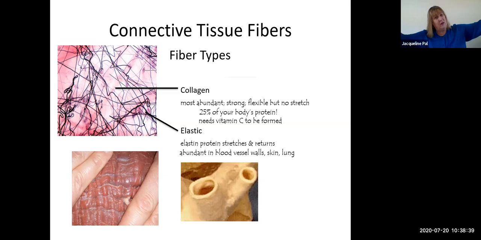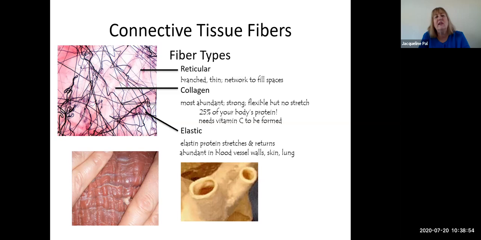Not a good thing. And then the third type of fiber are these skinny little tiny black lines, okay? And these are reticular fibers. By themselves, they can't do anything, but their benefit is when you have tons of them, because they form a network which fills spaces, which makes it more solid, because otherwise it would be like this mushy bag.